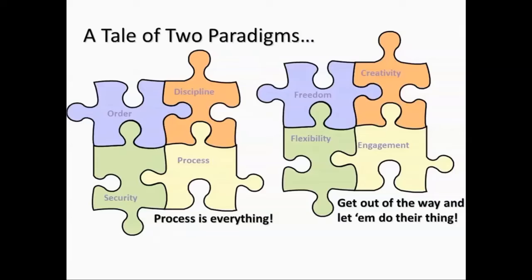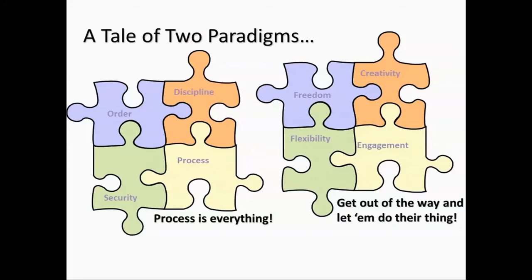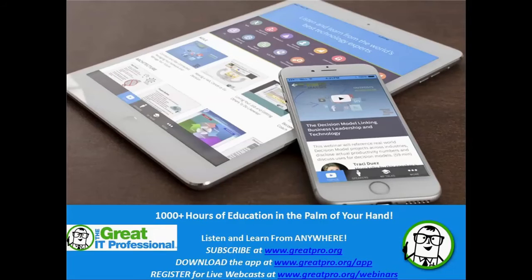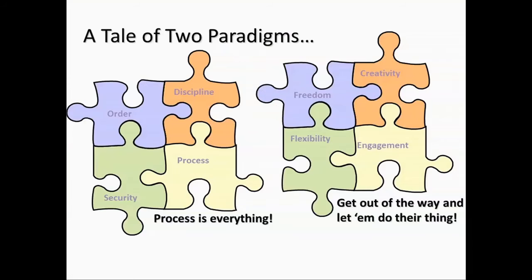Let's start with what I call a tale of two paradigms. On one side, you have people where process is everything. Everything is focused around order or discipline, process and security and so on. You've seen the types. And then there's the people that say, let's get out of the way. Let them do their thing. They focus on freedom and creativity, engagement and flexibility.